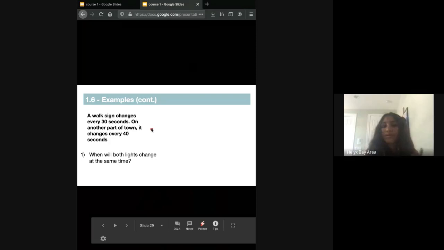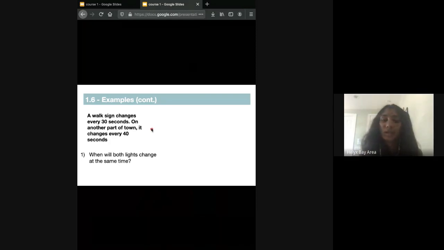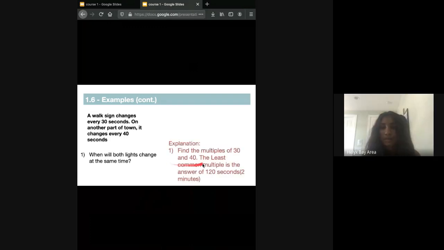Okay, now for our real-life application problem. A walk sign changes every 30 seconds. On another part of town, it changes every 40 seconds. We're trying to find when both lights will change at the same time. To do this, we find the least common multiple of both of the numbers. So what we can do is find the multiples of 30 and 40. When we do this, we find that the least common multiple is 120 seconds.